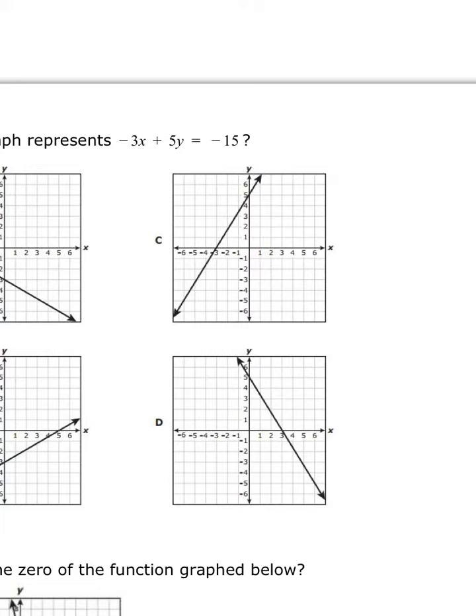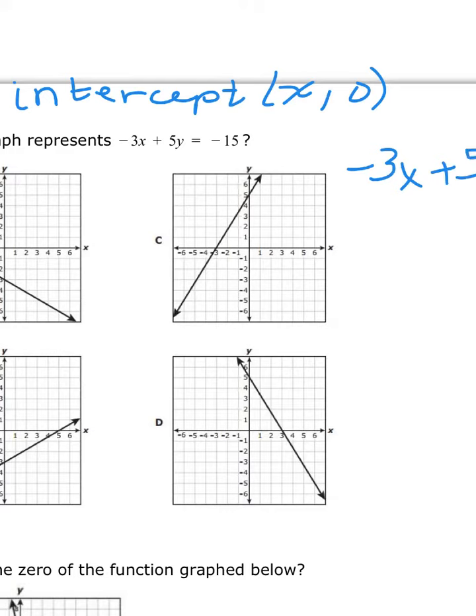All right. Well, here's what we should do. Let's find the x-intercept from the equation. My x-intercept is going to be x comma 0. So I can plug in 0 for y. I'm going to say negative 3x plus 5 times 0 equals negative 15. So negative 3x equals negative 15. So x equals 5.